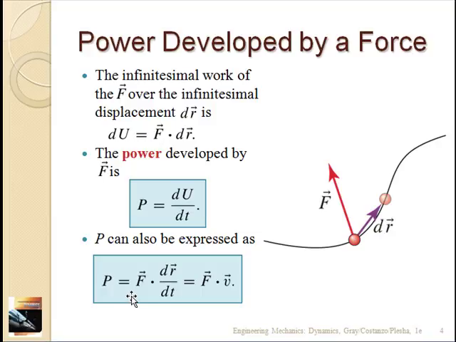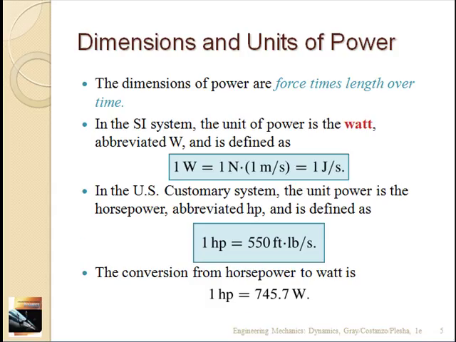So we can describe it if we replace dU with F dot dr. P is F dot dr divided by dt, or F dotted with dr/dt, but dr/dt is the velocity. So power is force dotted with velocity. The dimensions are force times length over time. I usually think of it as energy per time.